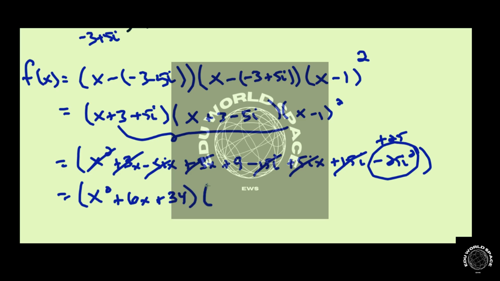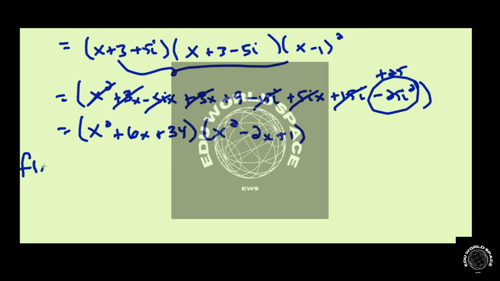And then x minus 1 squared is the same thing as x squared minus 2x plus 1. And now we can multiply these together.